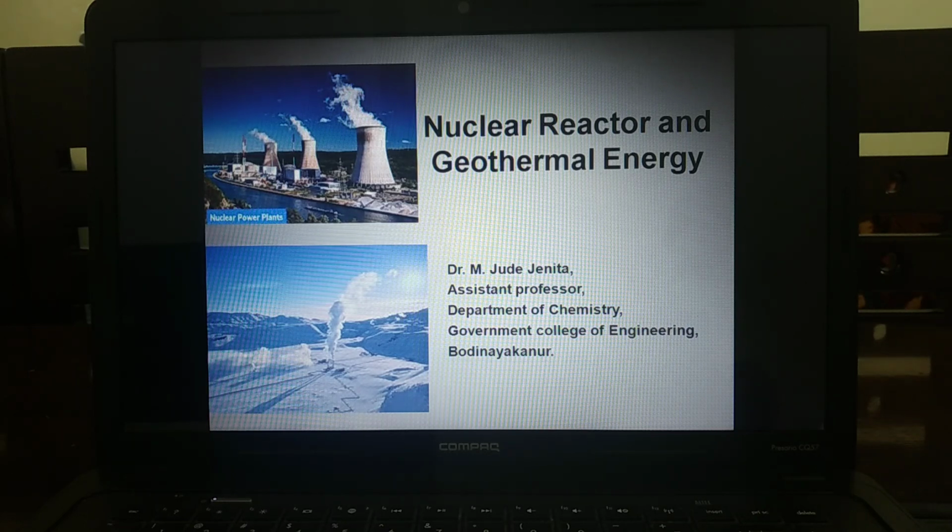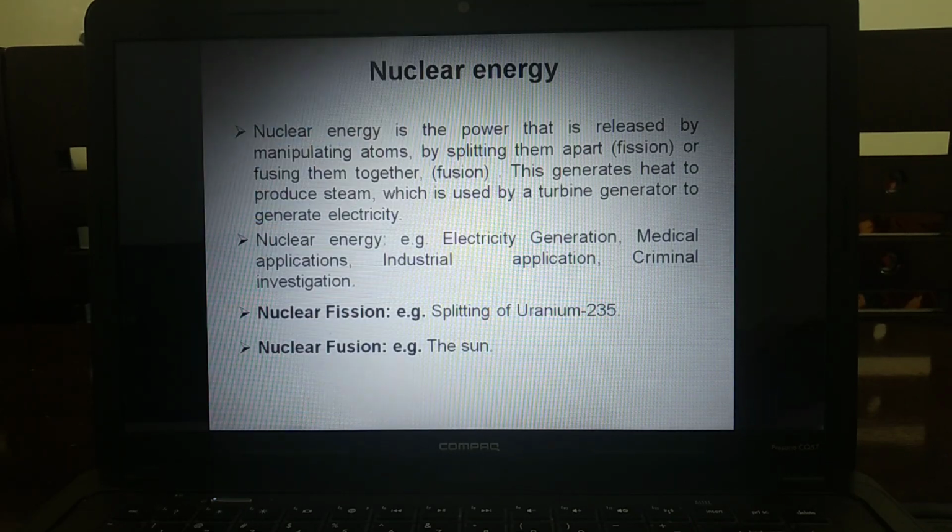We will be discussing nuclear reactor and geothermal energy. Nuclear energy. Nuclear energy is energy released during nuclear fission or fusion, especially when used to generate electricity. For instance, nuclear power plants produce a tremendous amount of electricity. In the medical field, nuclear fission is used in different medical treatments.